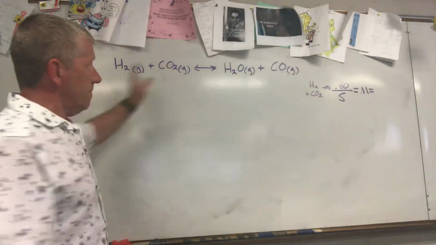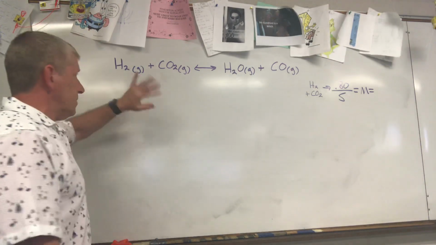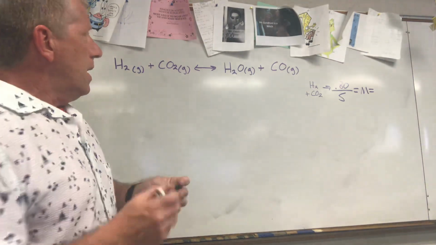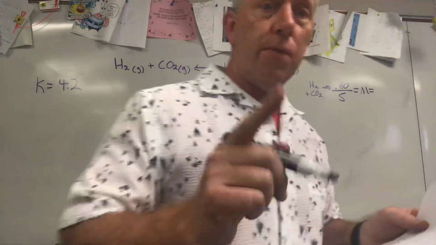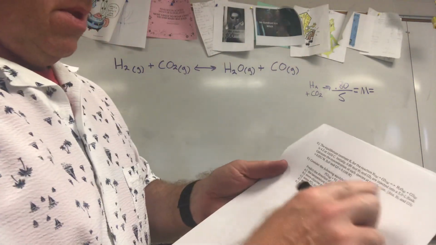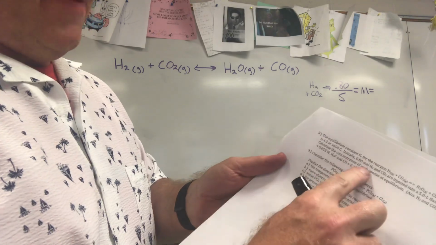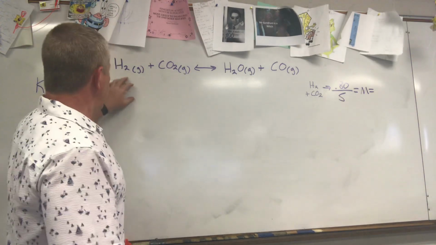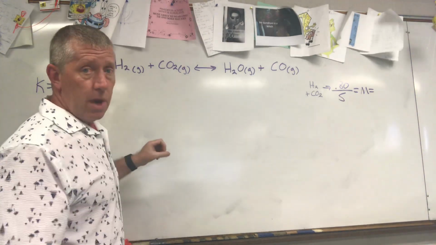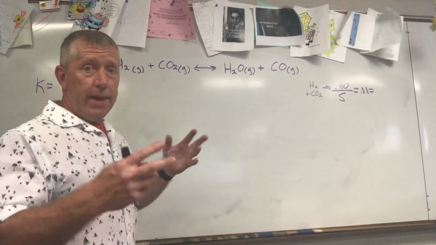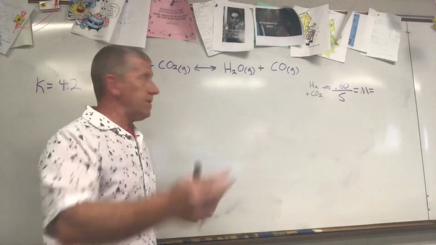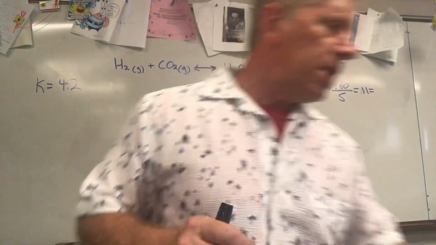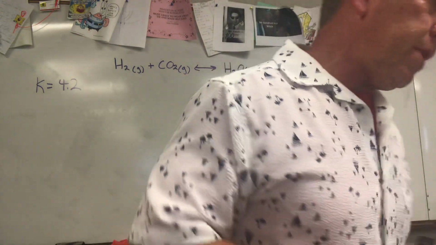So I wrote it down. Here's the problem. I took the liberty of putting some stuff down so I don't have to do it. Okay, look at the question. This is what's going to be the giveaway for an ice chart. Calculate the concentration of each species at equilibrium. So, what we're going to do, we're going to throw some hydrogen and some carbon dioxide into a container. I wrote that down over there, a 5-liter container.